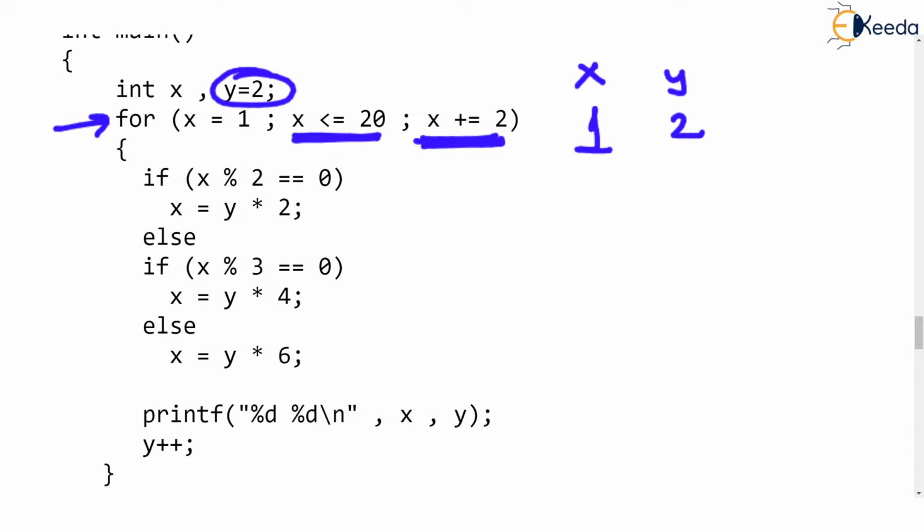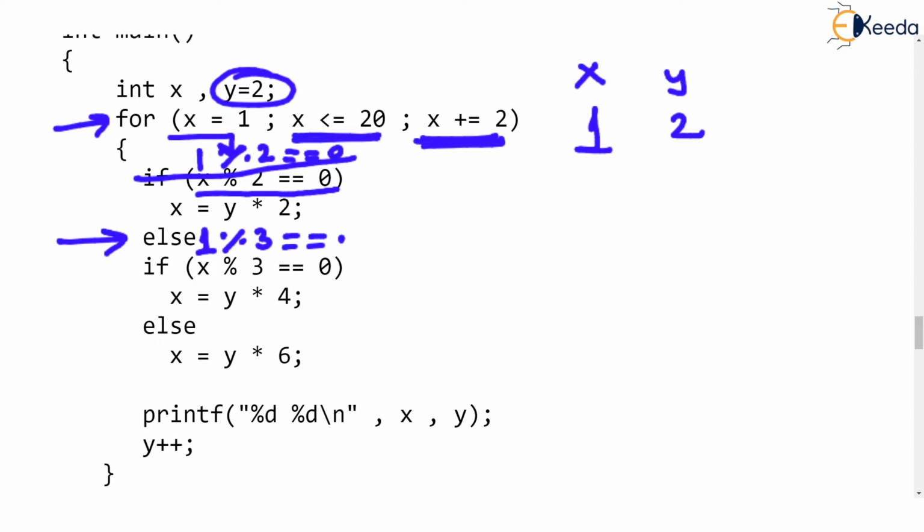Okay. So loop starts with x equal to 1 and we are checking is x % 2 equal to 0. Now observe, 1 % 2 equal to 0 is false because 1 % 2 is 1. So we land in else because this if is false. We now check is 1 % 3, because x is still 1, 1 % 3 is it 0? That's also false. 1 % 3 is 1.